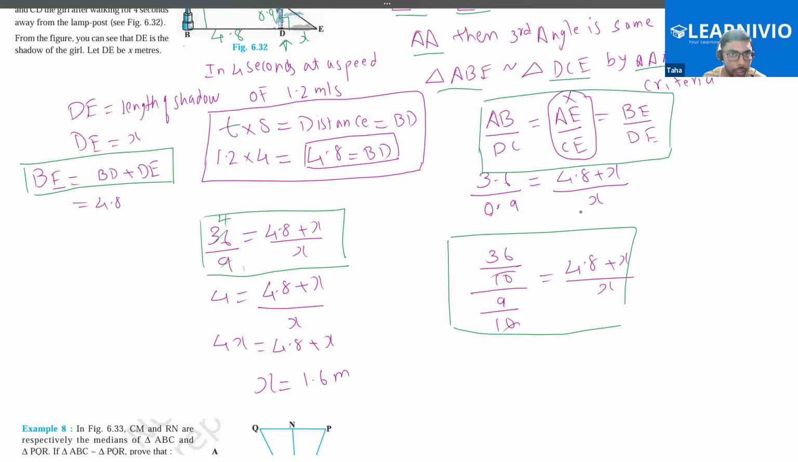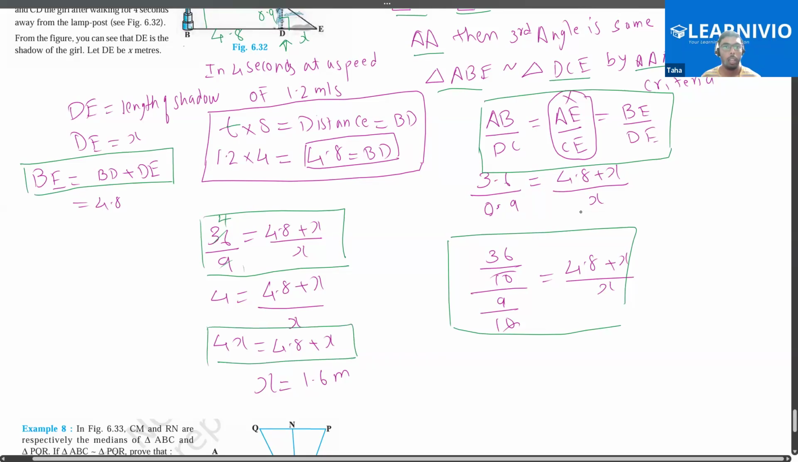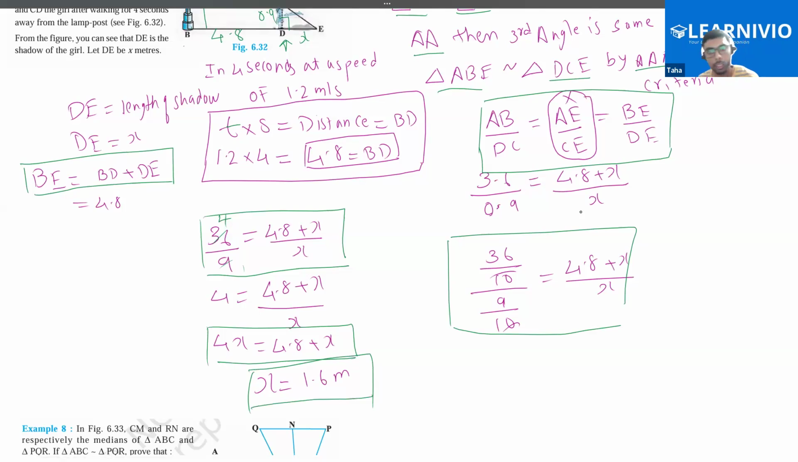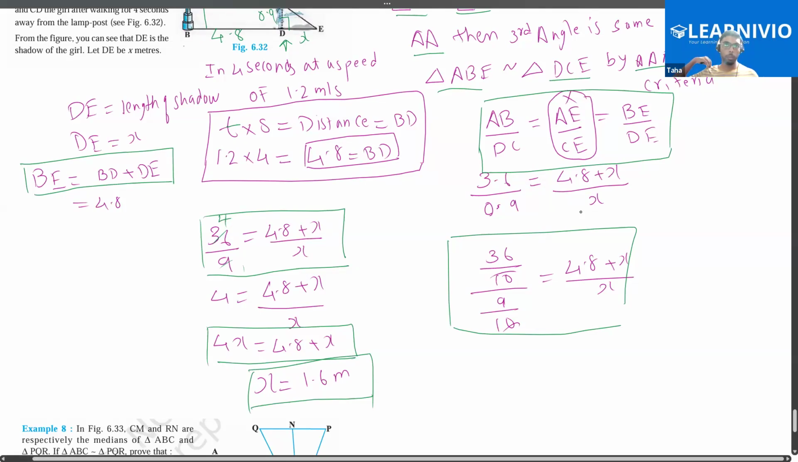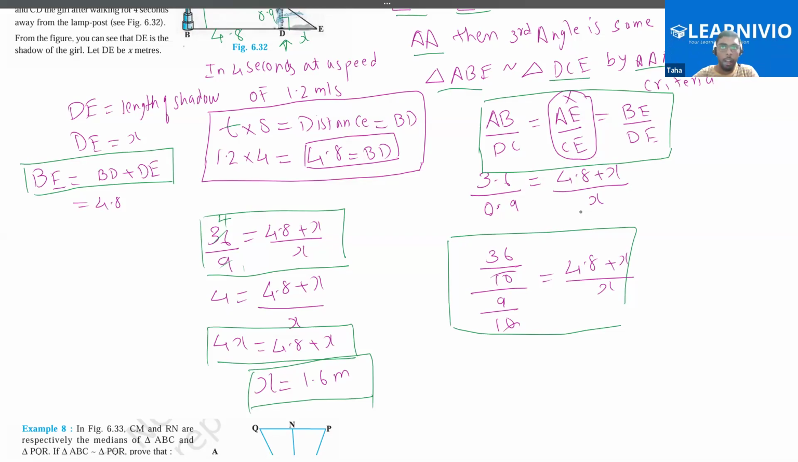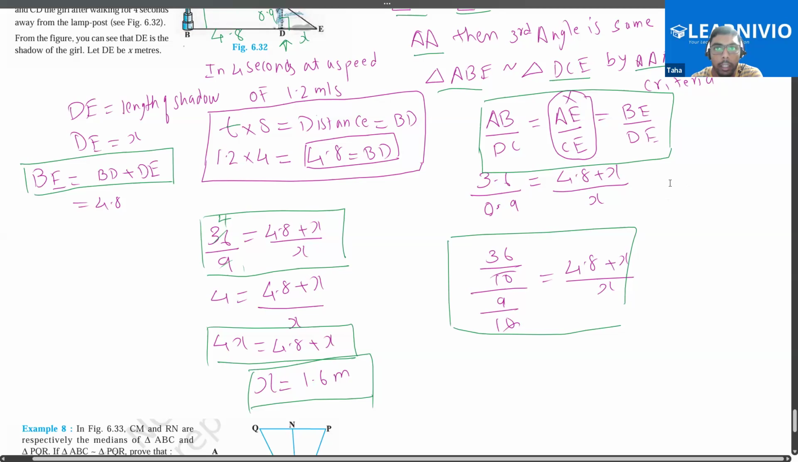We got 4 is equal to (4.8 plus x) by x, and then we solved it for x. That is how we got the length of the shadow of the girl as x is equal to 1.6. So how did we confirm that AE and CE are not in use?